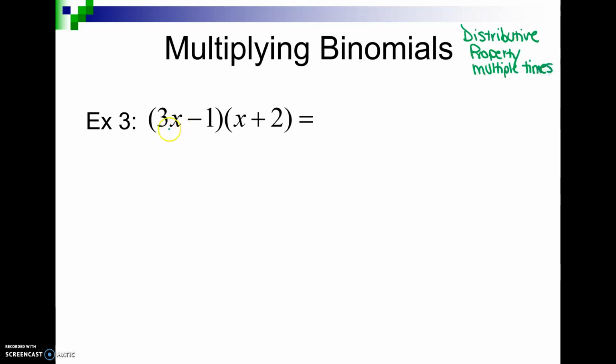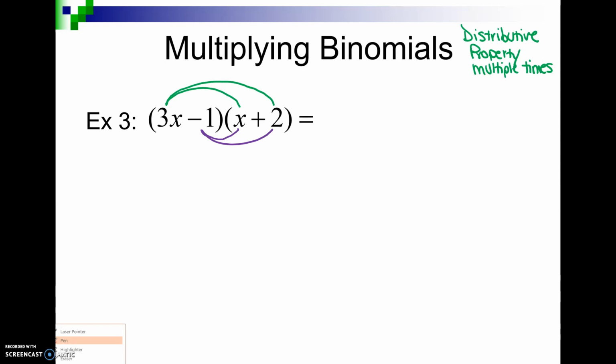So we're multiplying 3x minus 1 by x plus 2, the second set of parentheses. We are going to distribute the 3x. So we will do 3x times x. We will do 3x times 2. Then we will distribute the negative 1. Negative 1 times x, negative 1 times 2. We're going to use the distributive property twice. First with the 3x, then with the negative 1. Then we will combine all of our like terms.